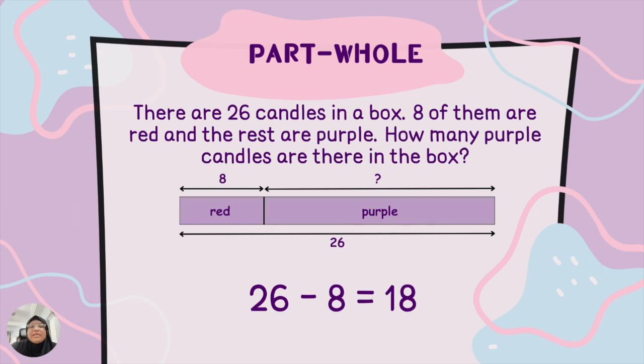One form is, for example, in this question: there are 26 candles in a box. 8 of them are red and the rest are purple. How many purple candles are there in the box? They give you the overall number, which is 26, and 8 is red and the rest are purple. The question is asking for the number of purple candles, so the question mark should be where the purple candles are. Then you realize that in order to find a part, you just need to subtract. Hence, that's how you get the answer.